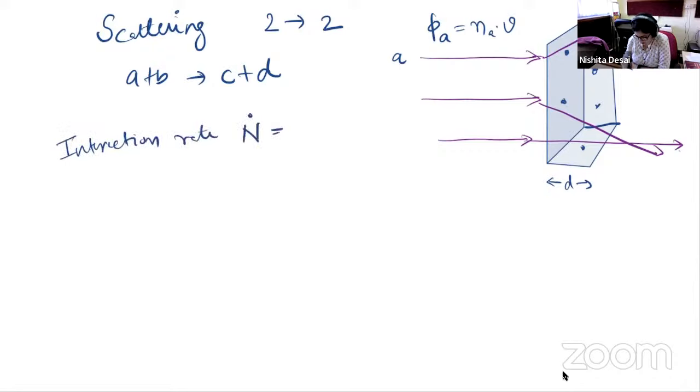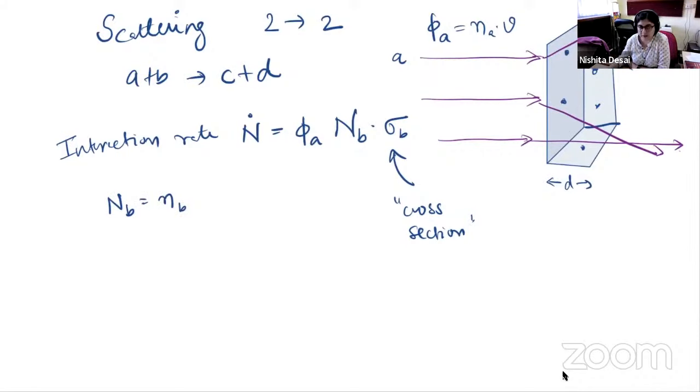as a product of the flux of A times n_B, which is the number of scattering centers that you have, times some quantity called the cross section. Okay. So this phi A we've already defined, and n_B is simply the density of these scattering centers in this material times the volume, so times A times t. Okay, so this is all very intuitive right now.